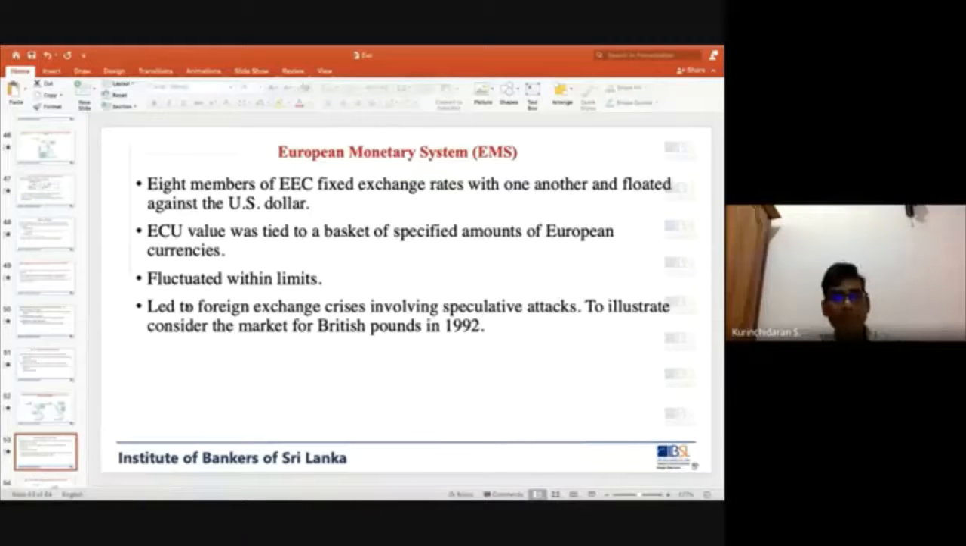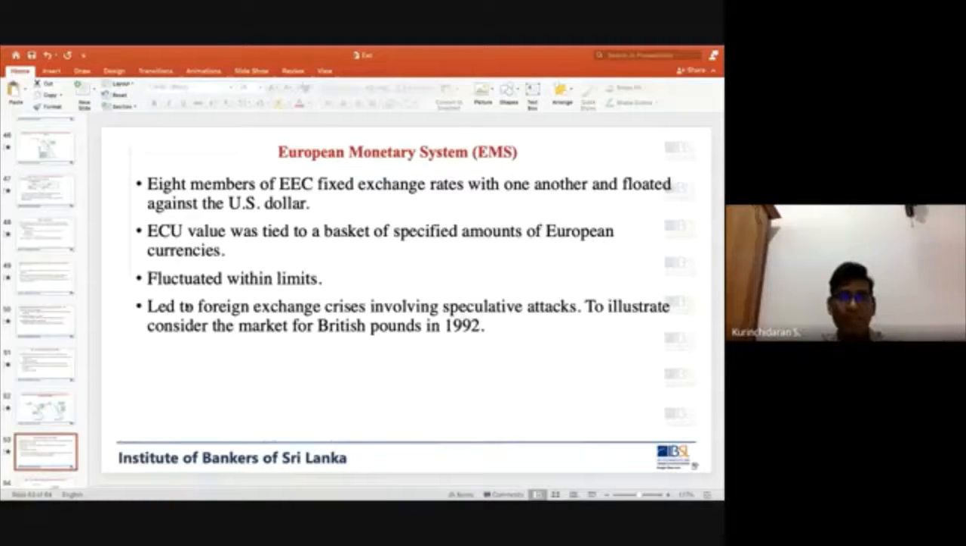Now you can think of the European Monetary System, right? Eight members of the European Economic Forum fixed exchange rates with one another and floated against the US dollar. You can see that among them, they follow fixed exchange rates with one another and float against the US dollar.